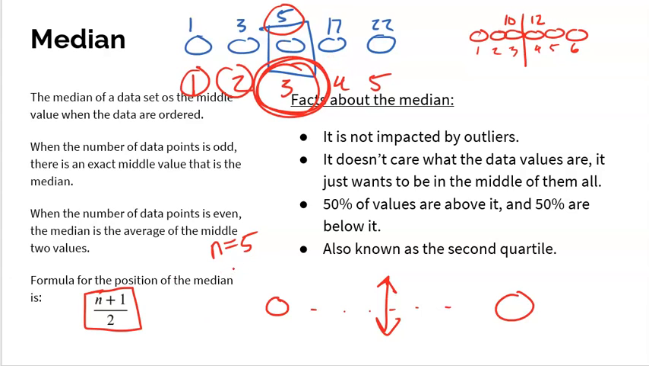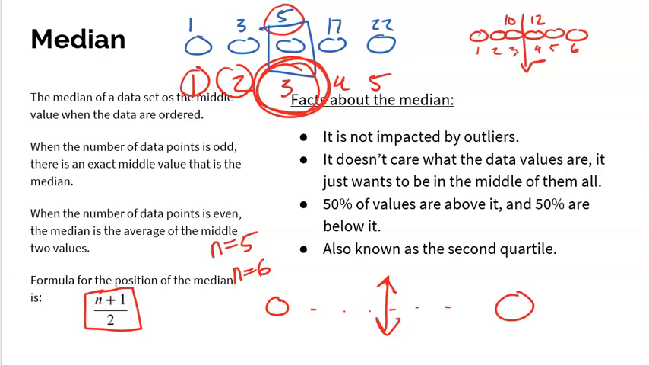Now let's just do one more example. If you have 6 values, 6 plus 1 is 7. 7 divided by 2 is 3.5. So what that means is that the median is right in between 3 and 4. So here's the first, here's the second, here's the third value, here's the fourth value. So right here, right at 3.5 is where the median is.